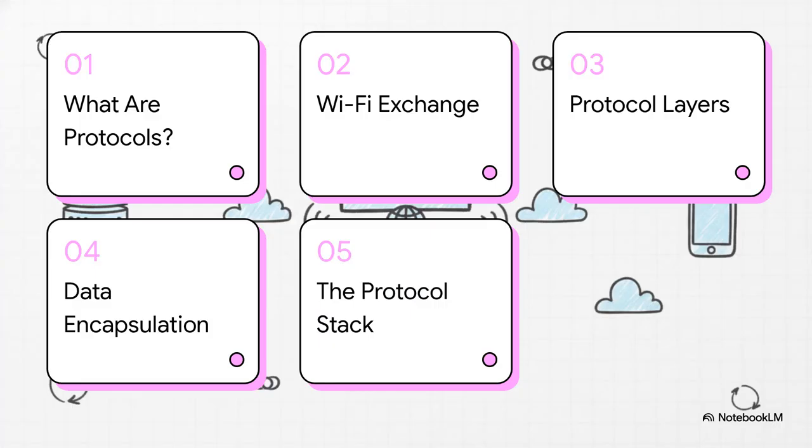So, here is our roadmap for today's explainer. We'll be looking at Section 1, what are network protocols? Section 2, the Wi-Fi 4-frame exchange. Section 3, the need for protocol layers. Section 4, data encapsulation explained. And finally, Section 5, the protocol stack.